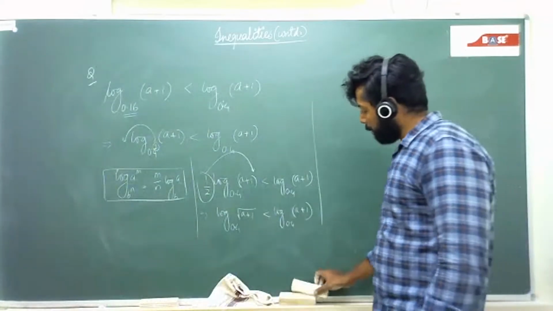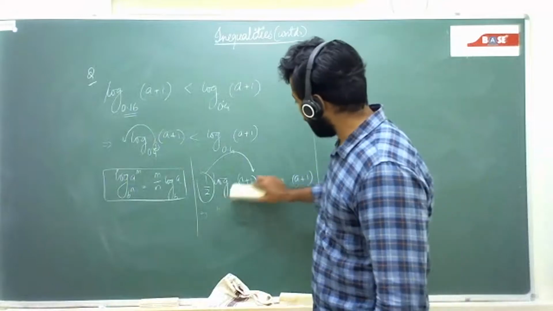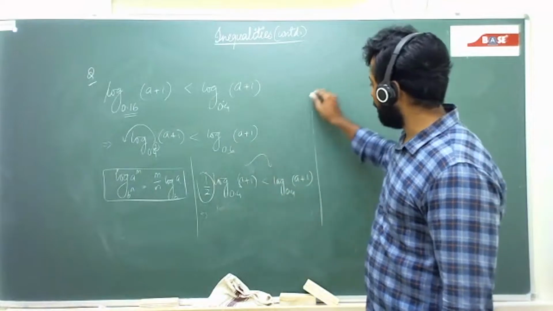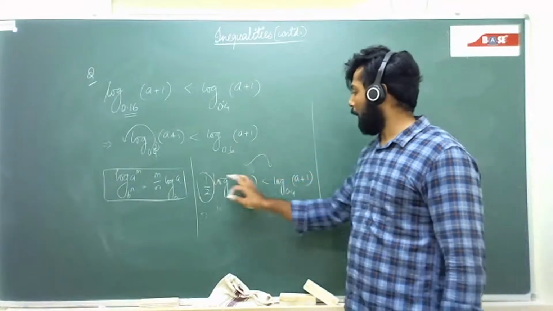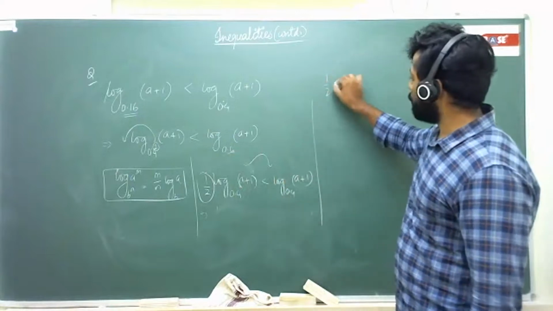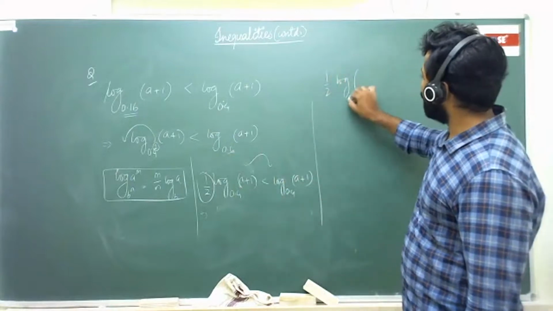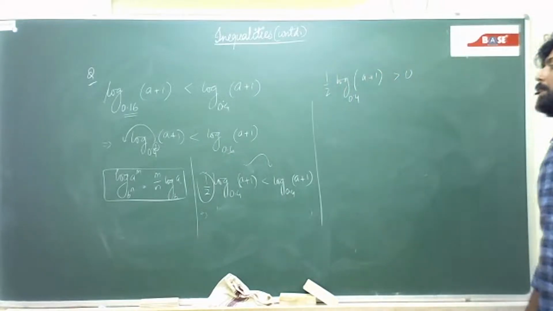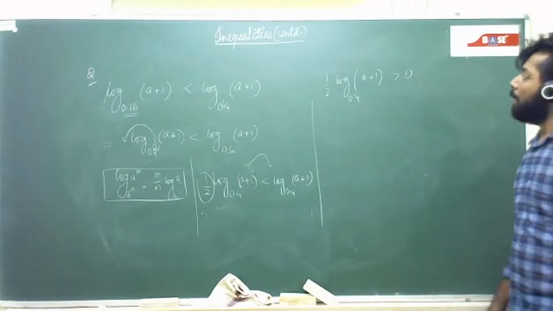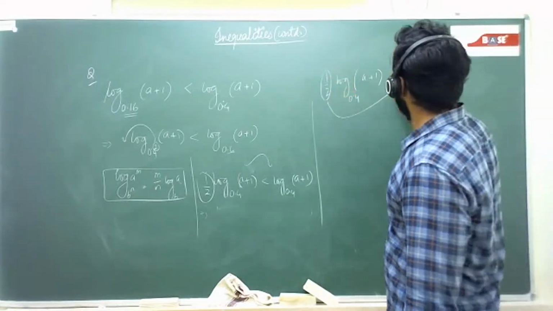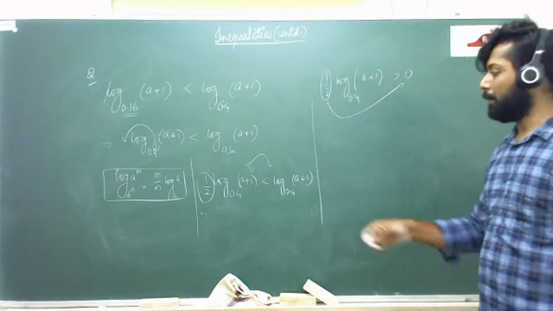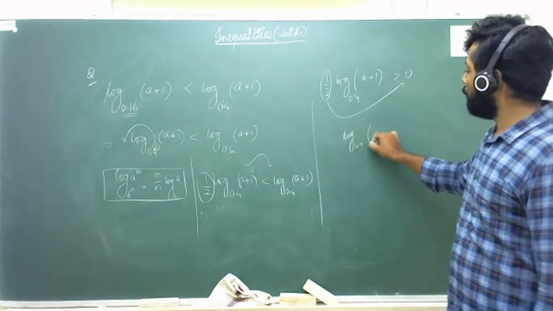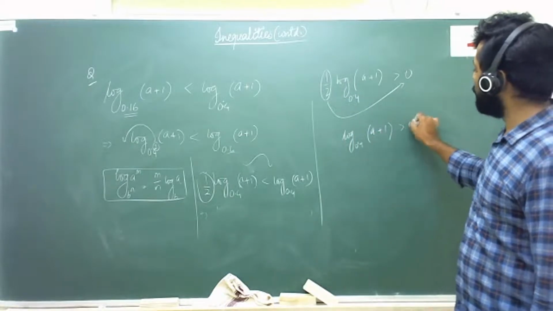Or maybe we can do it later also. We can do it a little more simply by transposing this whole thing here. So just transpose: half log base 0.4 of (a + 1) is more than 0. Just transposed and subtracted. Now the half we can take with 0. That will be an easier way to do it, otherwise that way also we could have done it. So log base 0.4 of (a + 1) is more than 0.